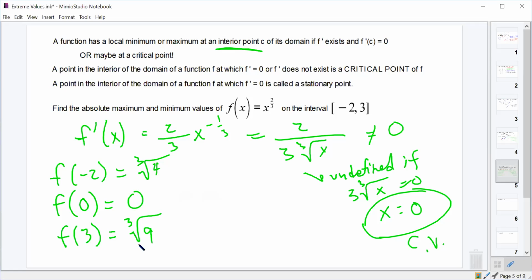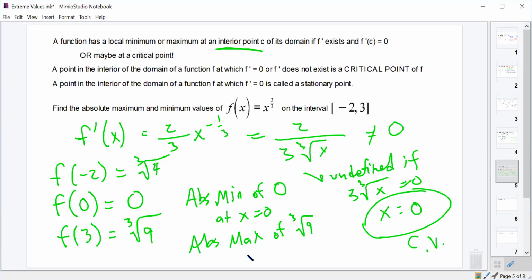Cube root of 9. Which of those is the smallest, and thus our absolute min? 0, right? 0 is smaller than positive numbers. So an absolute min of 0 at x equals 0. And an absolute max of what? Which one's the largest? Cube root of 9. And that's at x equals 3. Everybody good with that? Does that make sense to everybody or no?